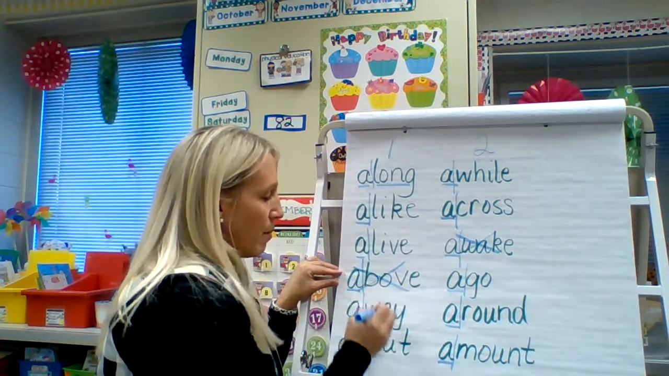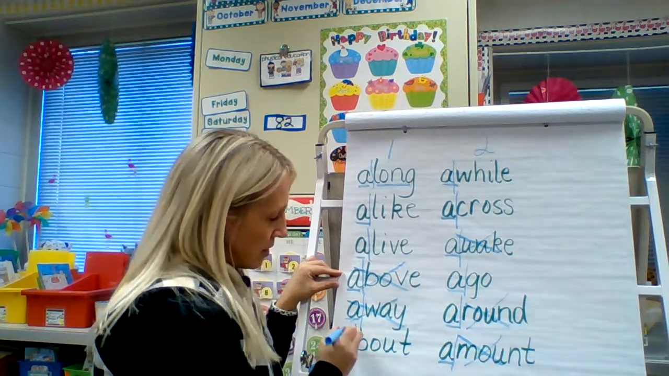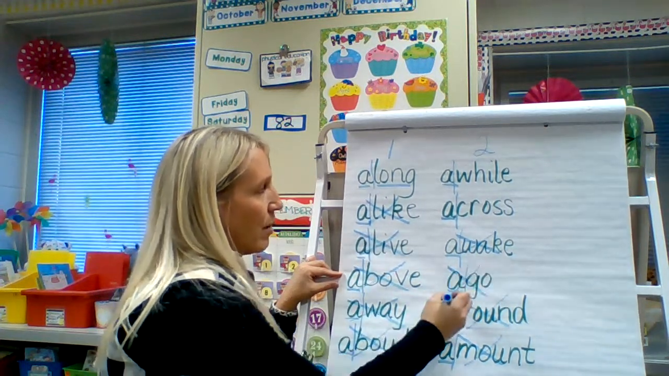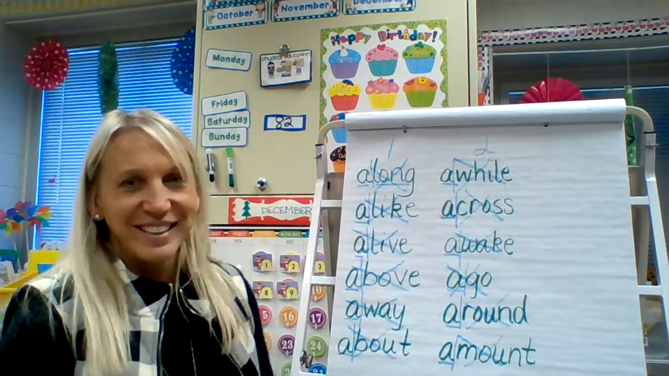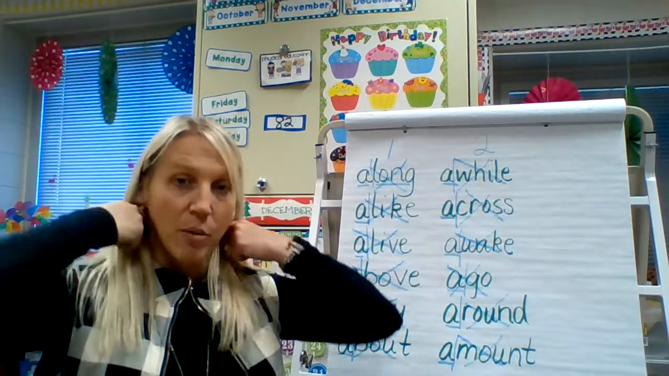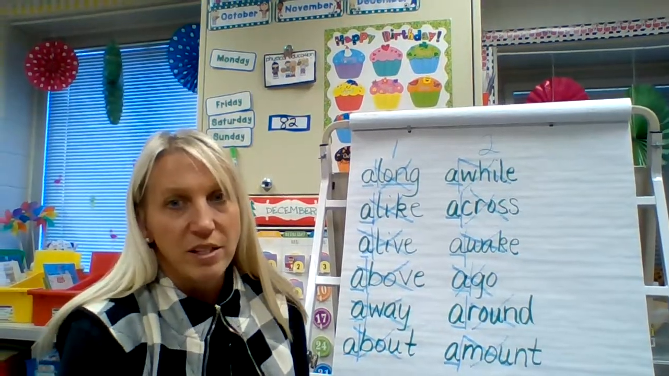All right, let's go ahead and see if you can beat me. Awake, above, away, around, amount, about, alike, alive, ago, across, a while, along. How'd you do? Hopefully you at least read them with me, even if you didn't beat me. You just got more practice saying them. So that was our new learning today. So now we're going to move on to our SRS. I'm going to turn a little bit this way, just so if we do some new words, you give yourself a chance, okay?